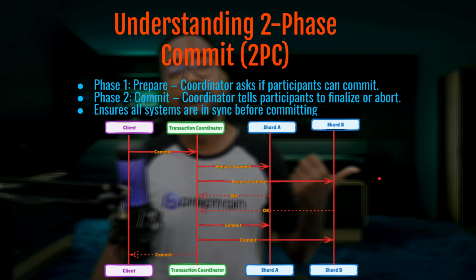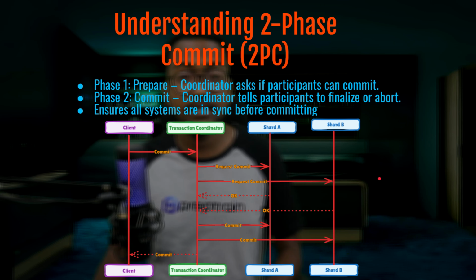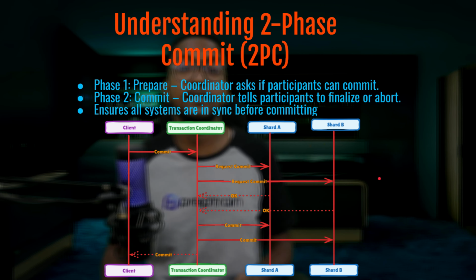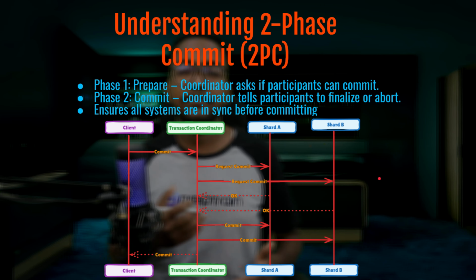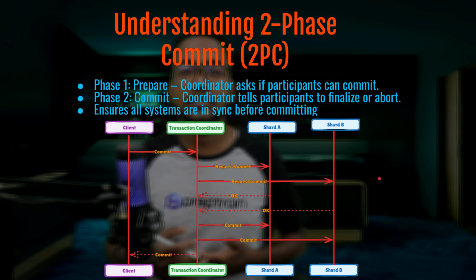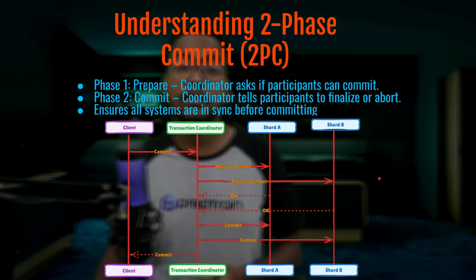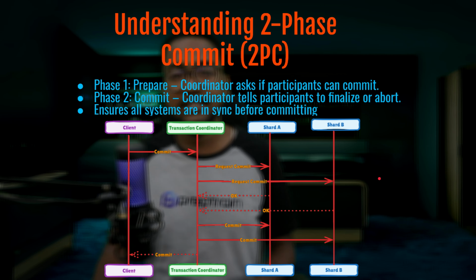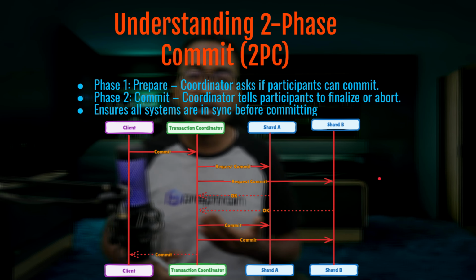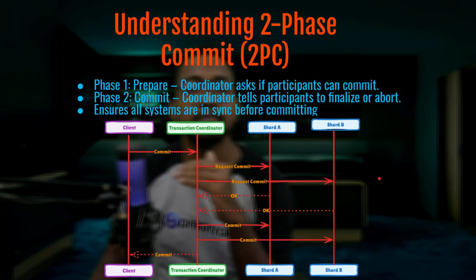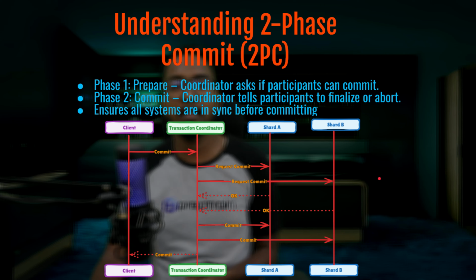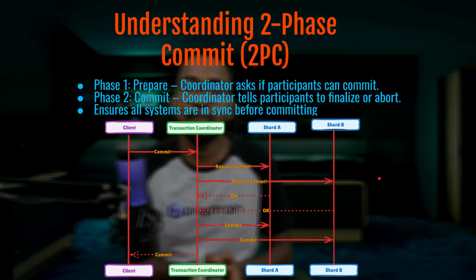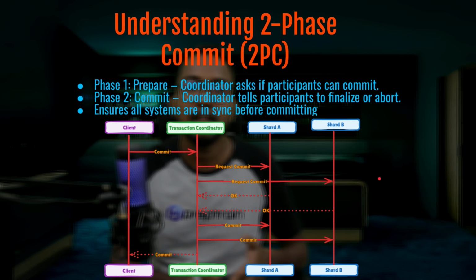So if everyone says yes, then we go to phase two, which is commit. If all participants agreed in phase one, the coordinator then sends a message telling everyone to commit. This finalizes the transaction and makes all the changes permanent. If something goes wrong even at this stage, the coordinator can still tell everyone to roll back, ensuring that no partial changes remain in the system. This protocol is critical for maintaining consistency across a distributed system and preventing issues like partial payments or incomplete orders. It ensures that every part of the transaction is completed successfully or everything is undone, leaving the system in its original state.